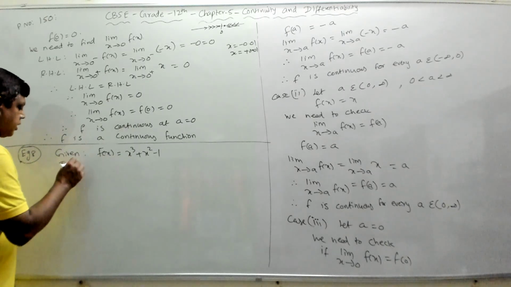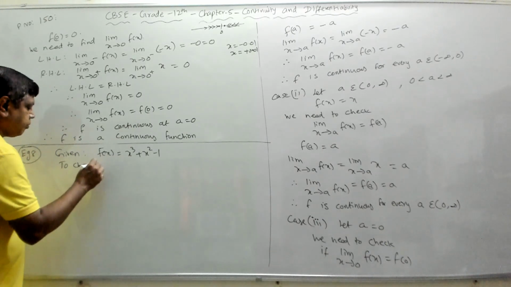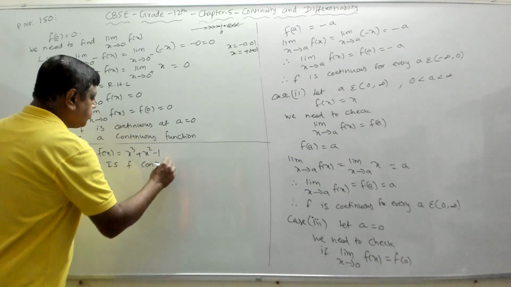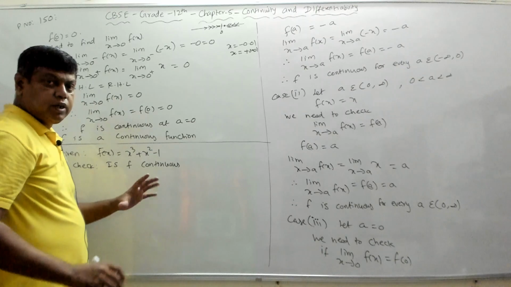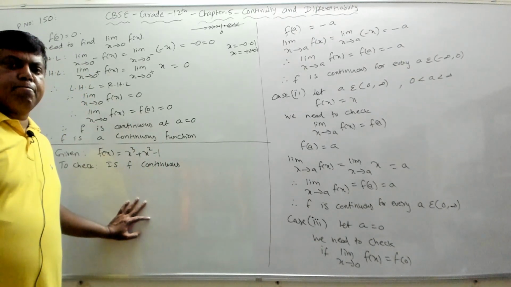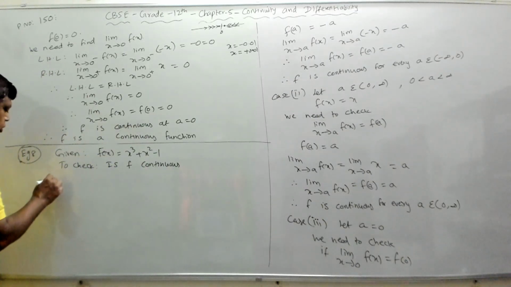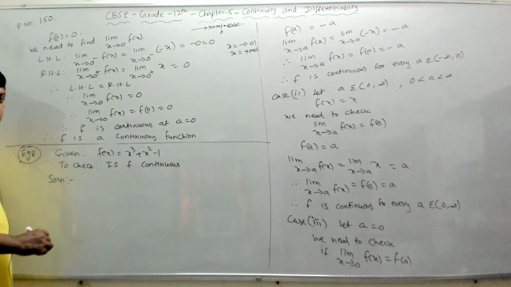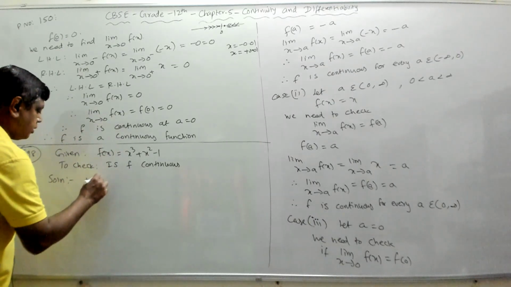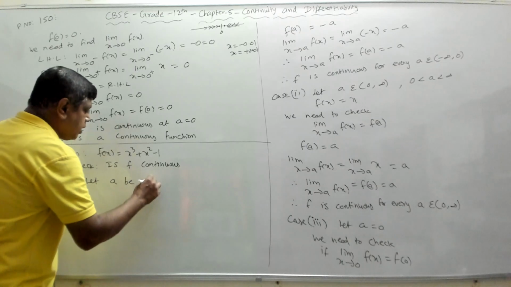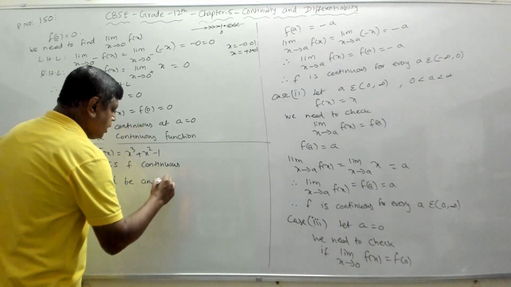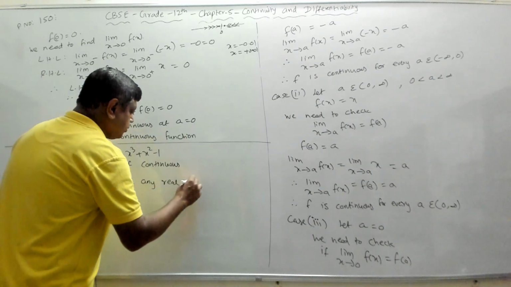So to check, is f continuous? Not at a particular point. Generally, is f continuous means we have to check whether f is continuous at every real number. Now, solution. Now we'll take any general point. Let a be any real number.